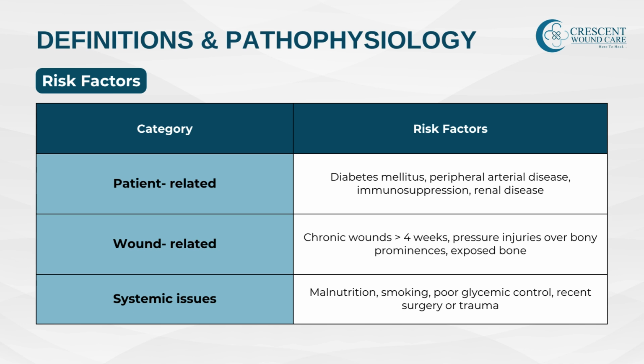What puts someone at risk for these infections? Risk factors fall into three main categories: patient-related, diabetes, peripheral arterial disease, renal failure, or immunosuppression. Wound-related, chronic wounds, pressure injuries over bony areas or exposed bone. Systemic issues, malnutrition, poor glycemic control, recent surgeries, or trauma. These risk factors can help you identify high-risk individuals even before clinical signs appear.